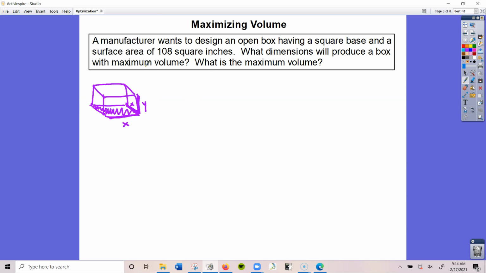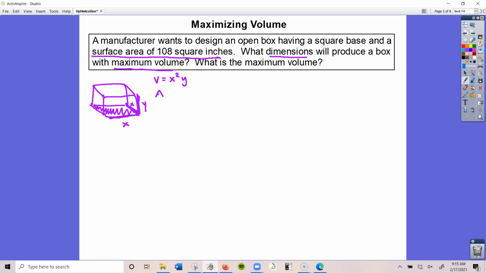So what we are doing here is we're maximizing the volume, and we also want to get the dimensions. So volume is going to equal length times width times height. So x times x times y, giving me x squared y. Now the constraint here is that the surface area has to be 108 square inches.